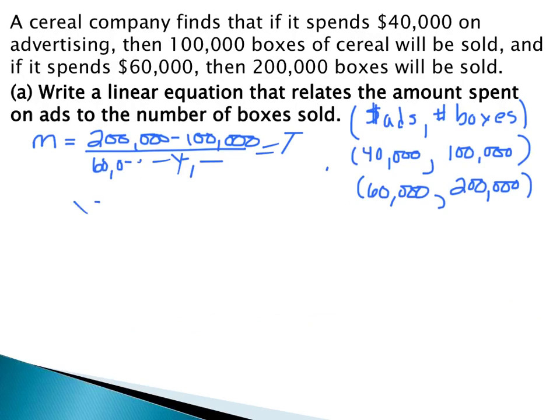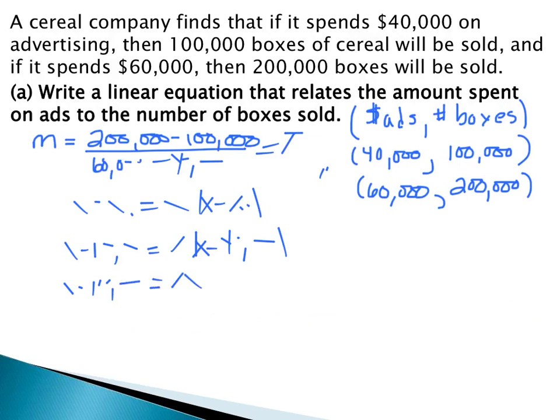And we use that y minus y naught equals m times x minus x naught. Recall that? And so for the y, we're going to use the 100,000. Slope is 5, x minus, and the x from this, remember, first point, 40,000. Distribute the 5. Add 100,000 to both sides. And there is your linear equation.